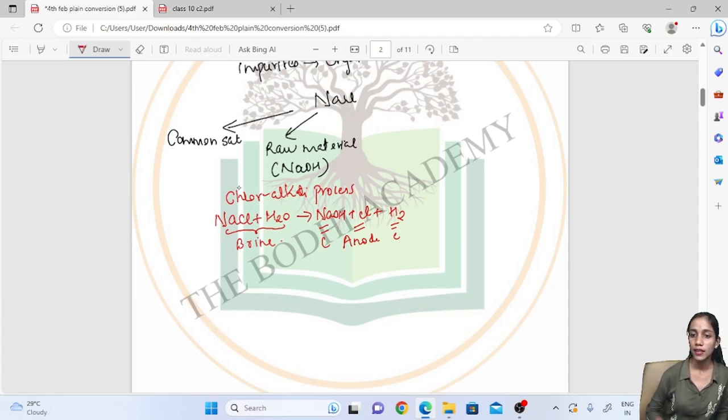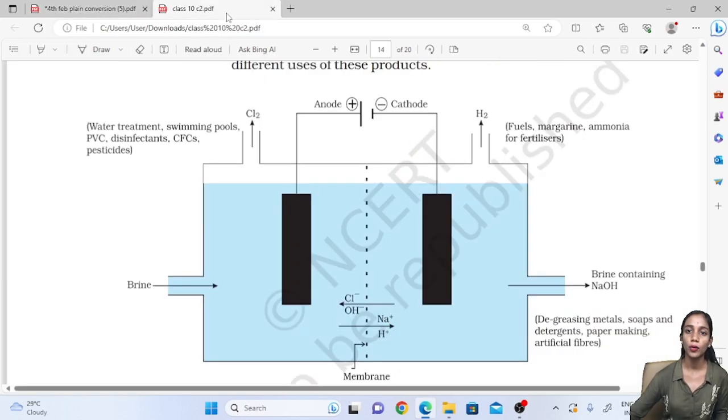That's the reason this process is called the chlor-alkali process: chlor for chlorine and alkali for NaOH. Bases dissolved in water are called alkalis. So chlor for chlorine and alkali for the NaOH which is produced. Therefore, this process is called the chlor-alkali process.